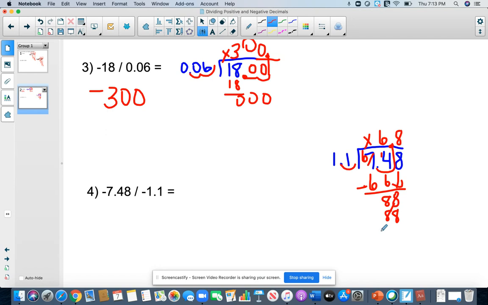So we need to go back and see if our answer is positive or negative. Our signs are the same. 2 negatives makes a positive answer. So our answer is positive 6 and 8/10. I hope that you got those two correct. Remember, dividing decimals with different signs follows the same rules as integers that we learned earlier in the week.